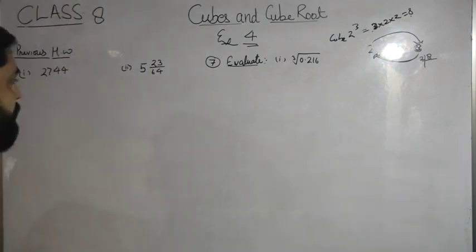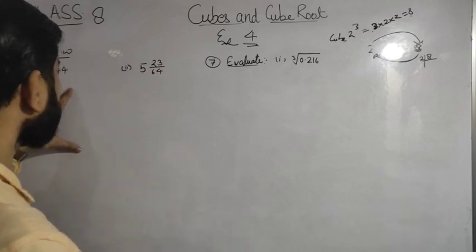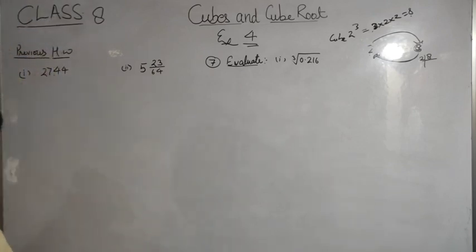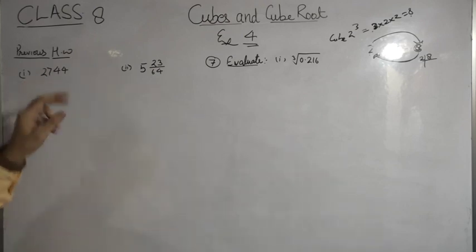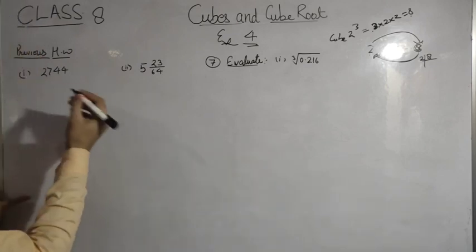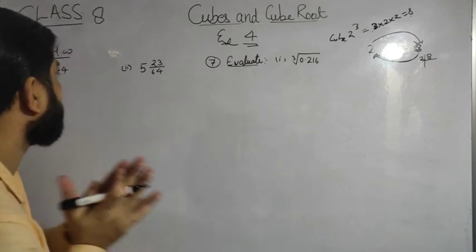So look here, the first question is from the previous homework. What was the first question? The first question was to find the cube root of the given number. And what is given in this question? 2744. So how can we find the cube root of this number? By the prime factorization method.